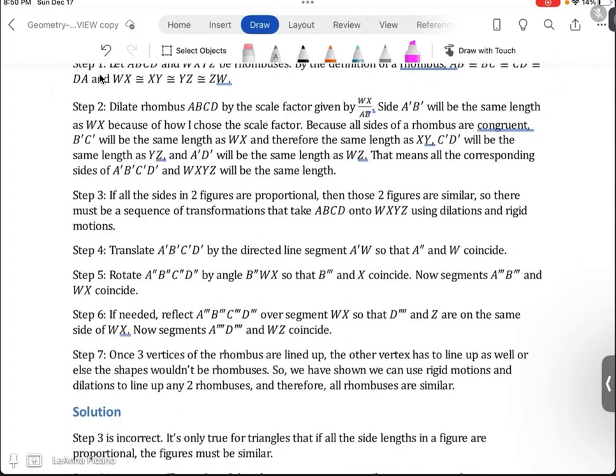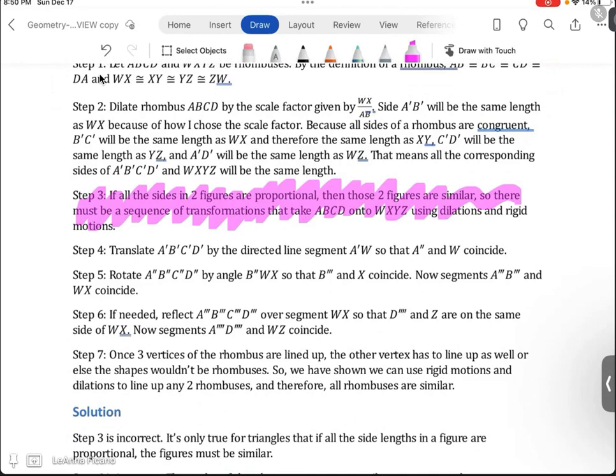Okay, step 3: if all the sides of the two figures are proportional, then those two figures are similar. So there must be a sequence of transformations to take ABCD onto WXYZ using a dilation and rigid motions. Just looking at that, if all sides of two figures are proportional, then the two figures are similar. That is not true, right? That is not true.